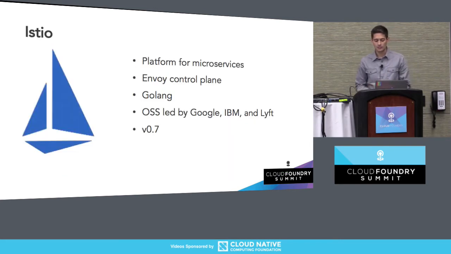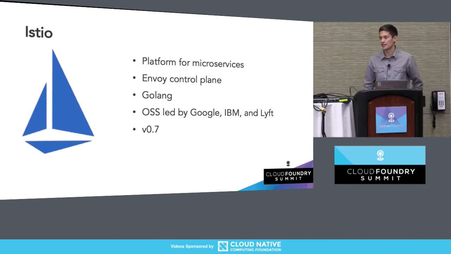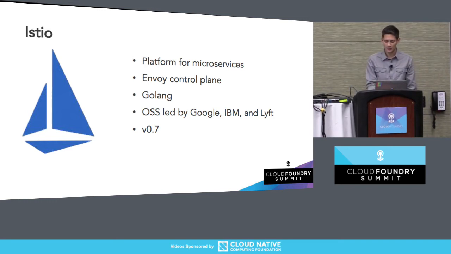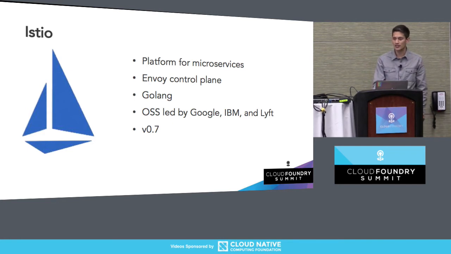So Istio, it's a platform for connecting, managing, and securing microservices. I like to think of it as an Envoy control plane. That's a little more concrete for me. It's written in Golang, open sourced with large efforts by Google and IBM, and currently is on version 0.7. They're planning a 1.0 midsummer, so that'll be the first more long-term support release.